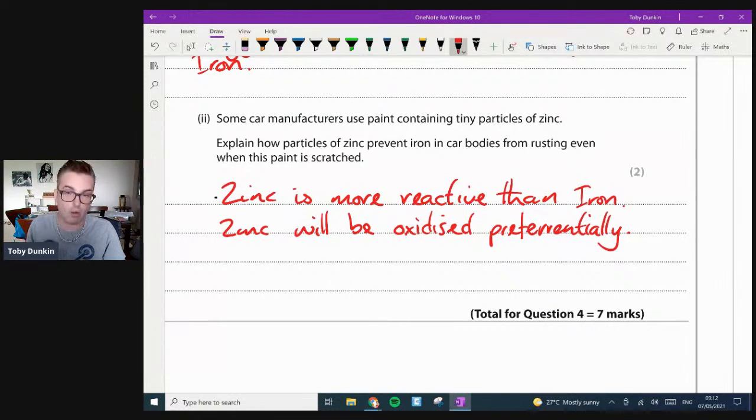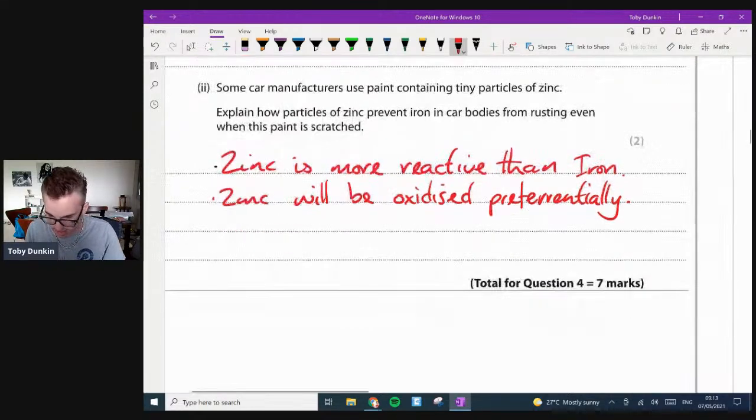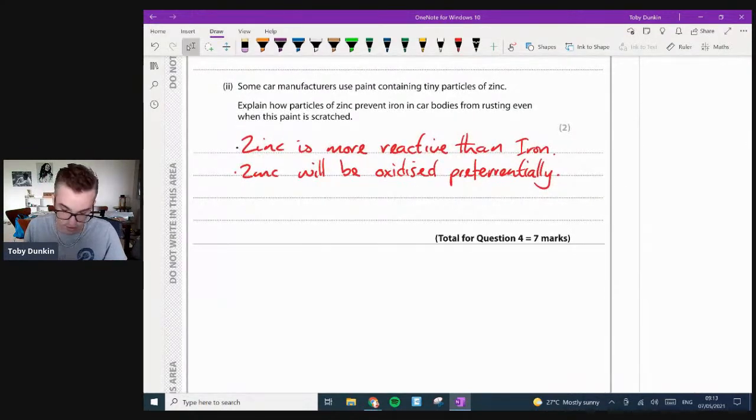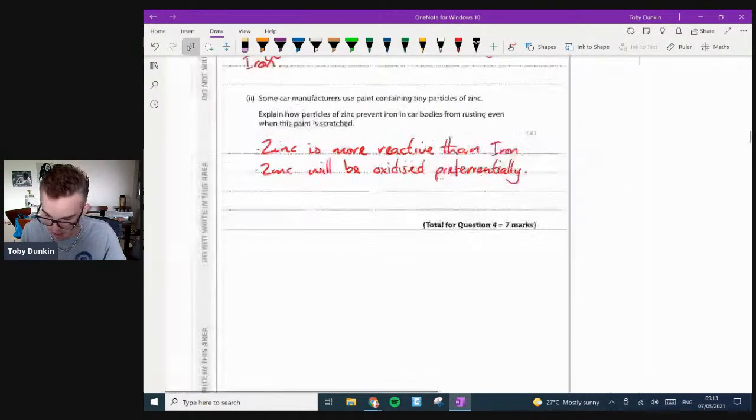It'll also, if the iron does form iron oxide, the zinc will then reduce it back to iron. So I'm tempted to add that point in as well. Oxidized first. You don't need preferentially. I think you should just do first. I'm going to leave it at that.